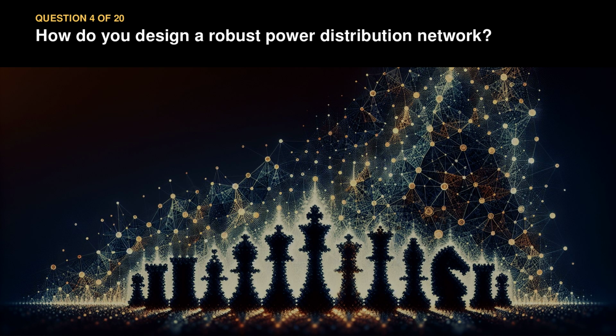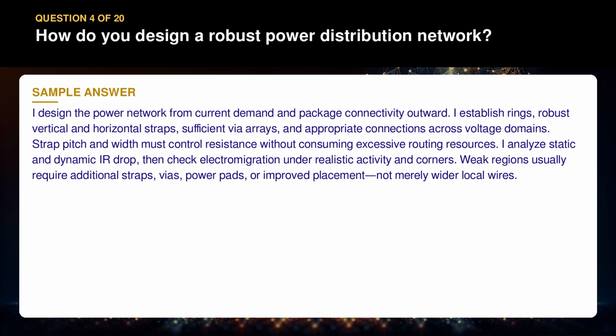Question 4. How do you design a robust power distribution network? I design the power network from current demand and package connectivity outward. I establish rings, robust vertical and horizontal straps, sufficient via arrays, and appropriate connections across voltage domains. Strap pitch and width must control resistance without consuming excessive routing resources. I analyze static and dynamic IR drop, then check electromigration under realistic activity and corners. Weak regions usually require additional straps, vias, power pads, or improved placement, not merely wider local wires.